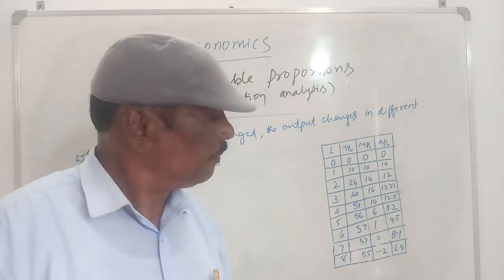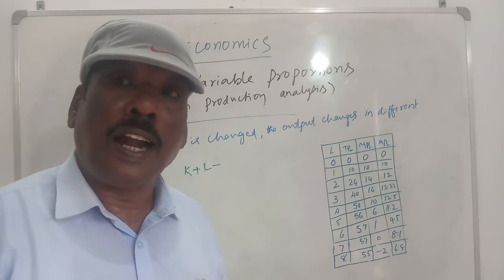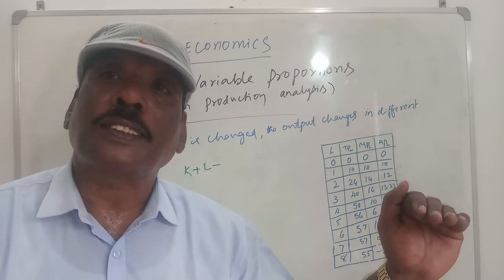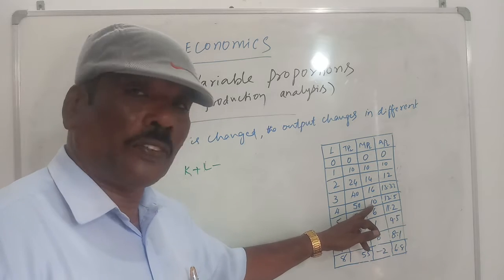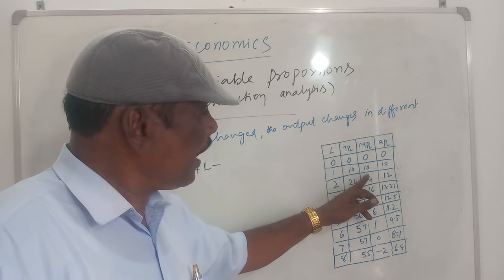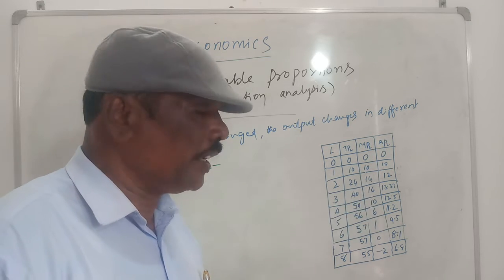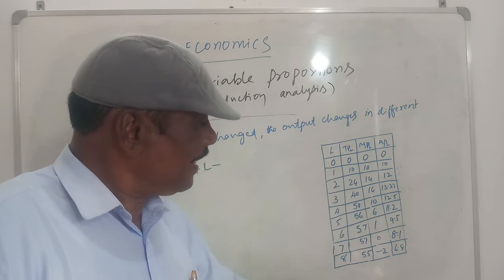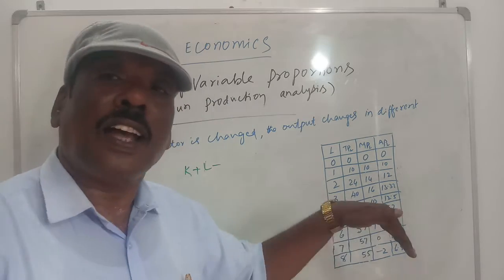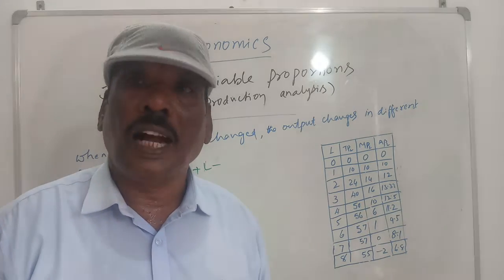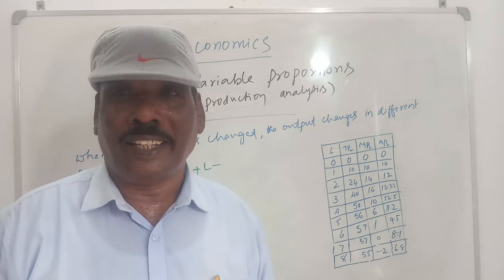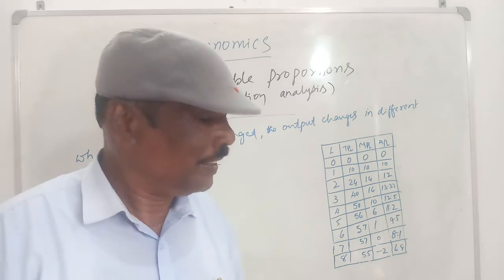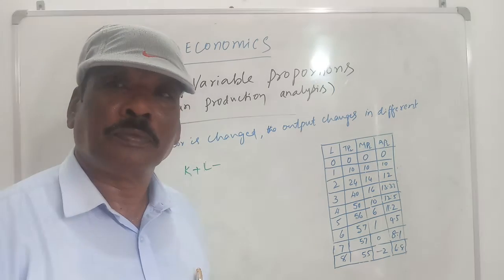So what we see in marginal product: it increases in the beginning, and then after a point it starts falling. Please see, it increases from 10 to 14, 14 to 16, but then it falls. And it again declines, and it becomes 0. And it even becomes negative productivity. Here, minus 2.